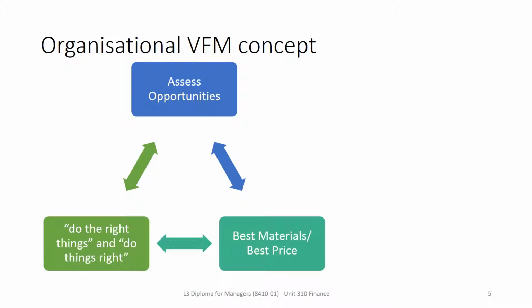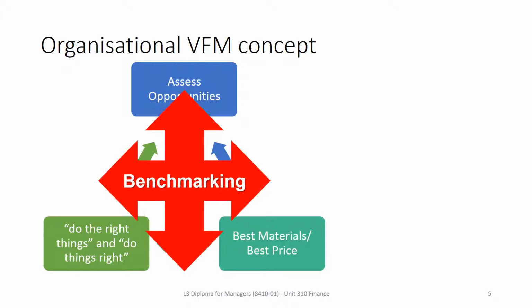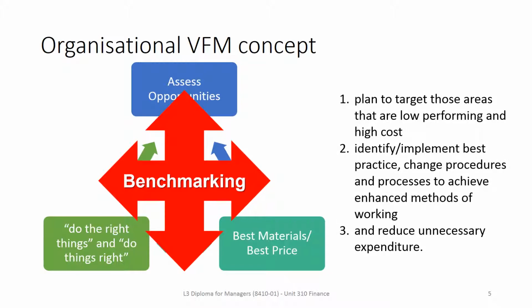And alongside that, you need to be benchmarking against other similar products, organisations, services, suppliers as a minimum annually, really. This is to analyse all areas of the business and identify the high performing, the low cost areas of the business. And this benchmarking exercise can help an organisation plan to target those areas that are low performing and high cost, to identify or implement best practice, change procedures and processes to achieve enhanced working methods, and to reduce unnecessary expenditure.